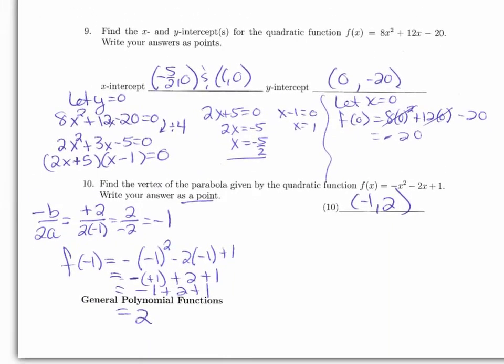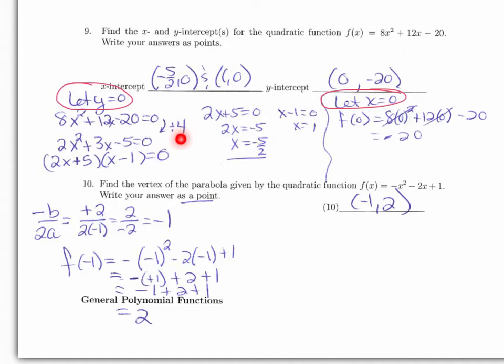For number 9, find the x and y intercepts. We know that when we're looking for x-intercepts, we let y equal 0, and when we find y-intercepts, we let x equal 0. And then you just substitute that in. So you set it equal to 0. This thing can be factored. Because there is a constant that is common to all of the terms, you can divide by that number.